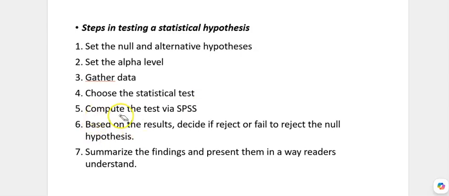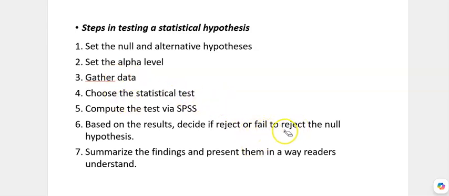And then you will compute with your software. It can be SPSS, but also it can be Stata. It can also be R, with RStudio. Yeah. So all these different types of software you can use to compute the test. And based on the result, decide if you reject or fail to reject the null hypothesis. So when you reject your null hypothesis, it means that there is a significant relationship, a significant mean difference.